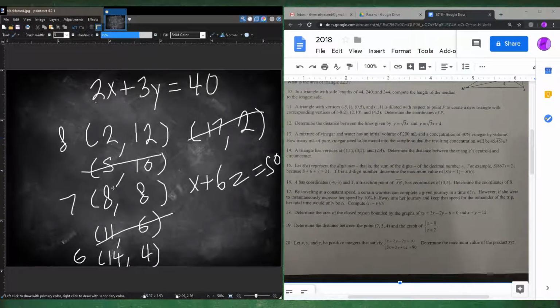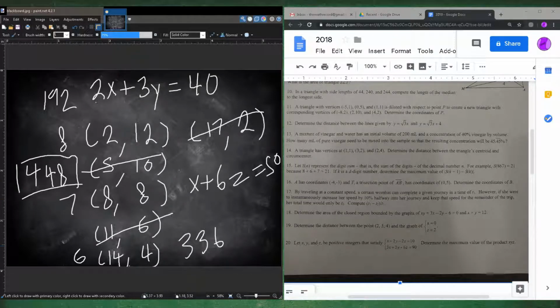The x, the y, and the z, right? So x, y, z, x, y, z. So there are only these three. Basically, you just need to check these three combinations and see which one has the biggest. So you can just use your calculator. We have 8 times 2 times 12. That is 192 for this one. Now 7 times 8 times 8. That's 448. Sorry about that. And we have 6 times 14 times 4, which is equal to 336. They said determine the maximum value. This is the maximum value, basically just that simple. So the answer for number 20 is 448.